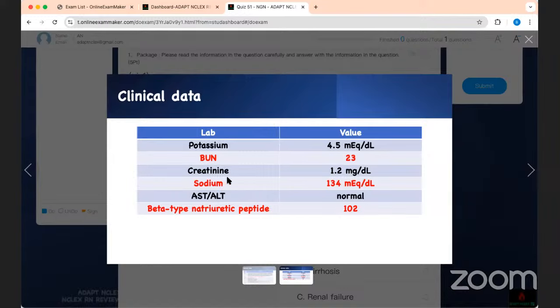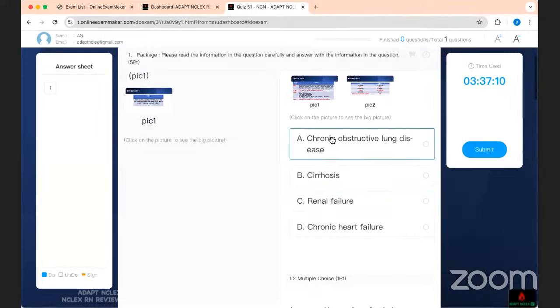Potassium, BUN, creatinine, sodium, and you can see, right? Potassium is normal, BUN is what? Normal. Creatinine is normal, 1.2 is normal, right? Sodium is a little bit low, right? And then AST is normal, and beta natriuretic peptide is 102. Based on that, what is your diagnosis? A constellation of symptoms and the physical exams to confirm your diagnosis. And then chronic heart failure. So what is your diagnosis?